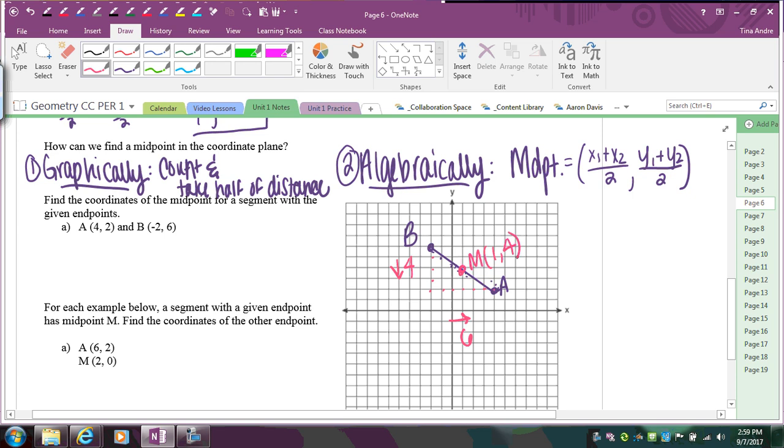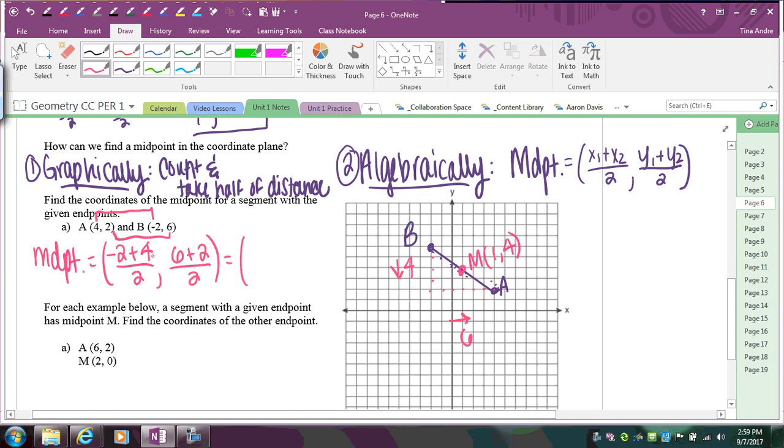So that's the graphing way. Algebraically, you just use the formula. So we plug in. So you add your x's together. So it's going to be -2 plus 4. The order that you add does not matter. And then add the y's together. So 6 plus 2 over 2.